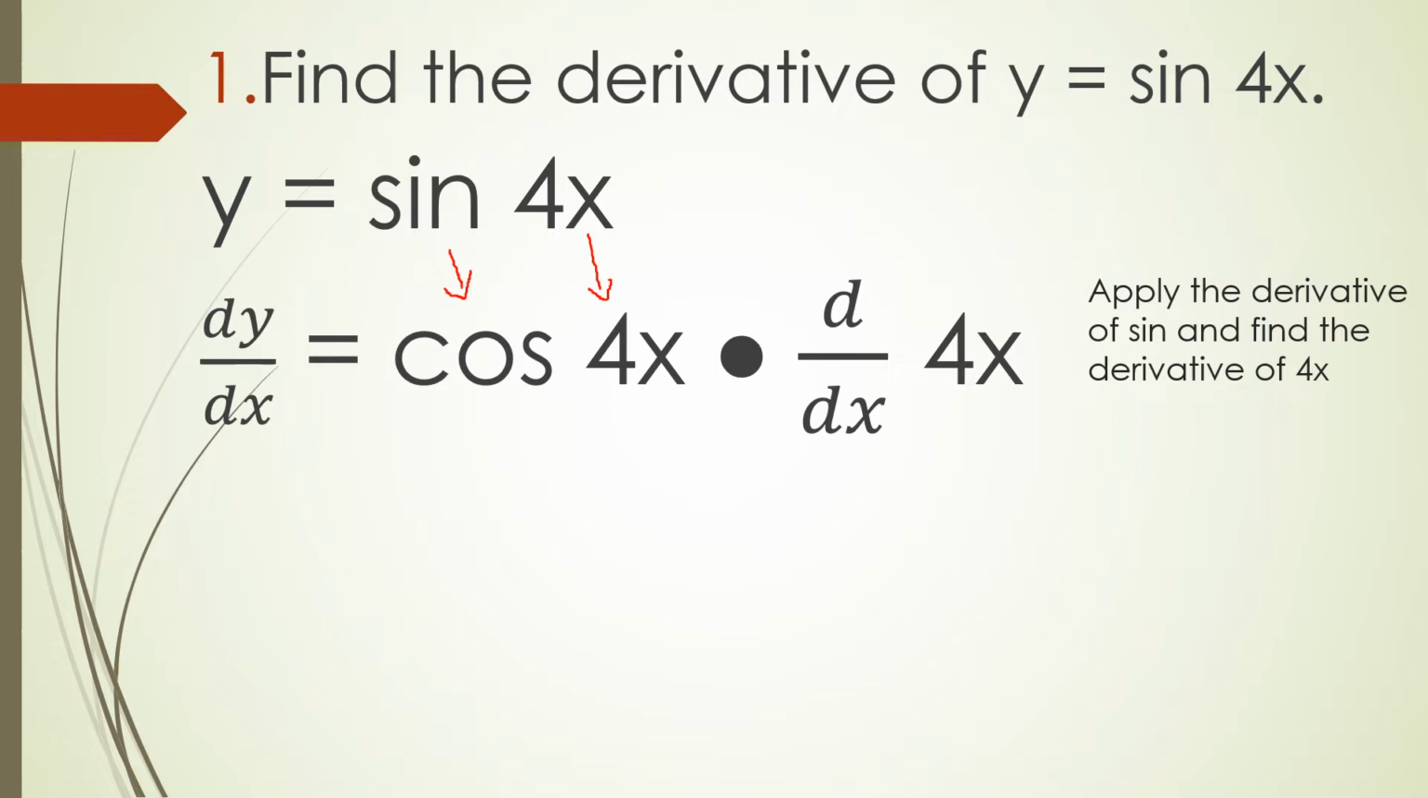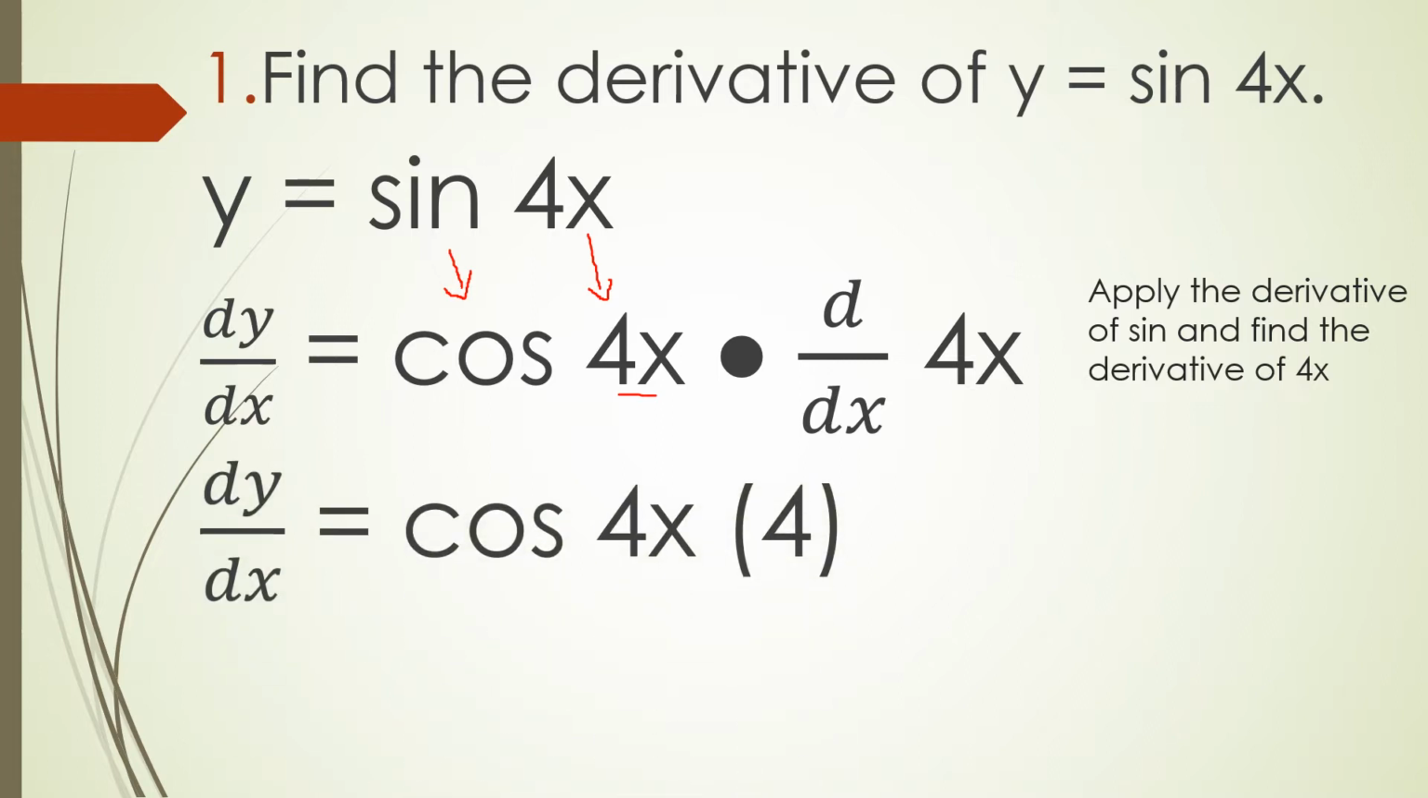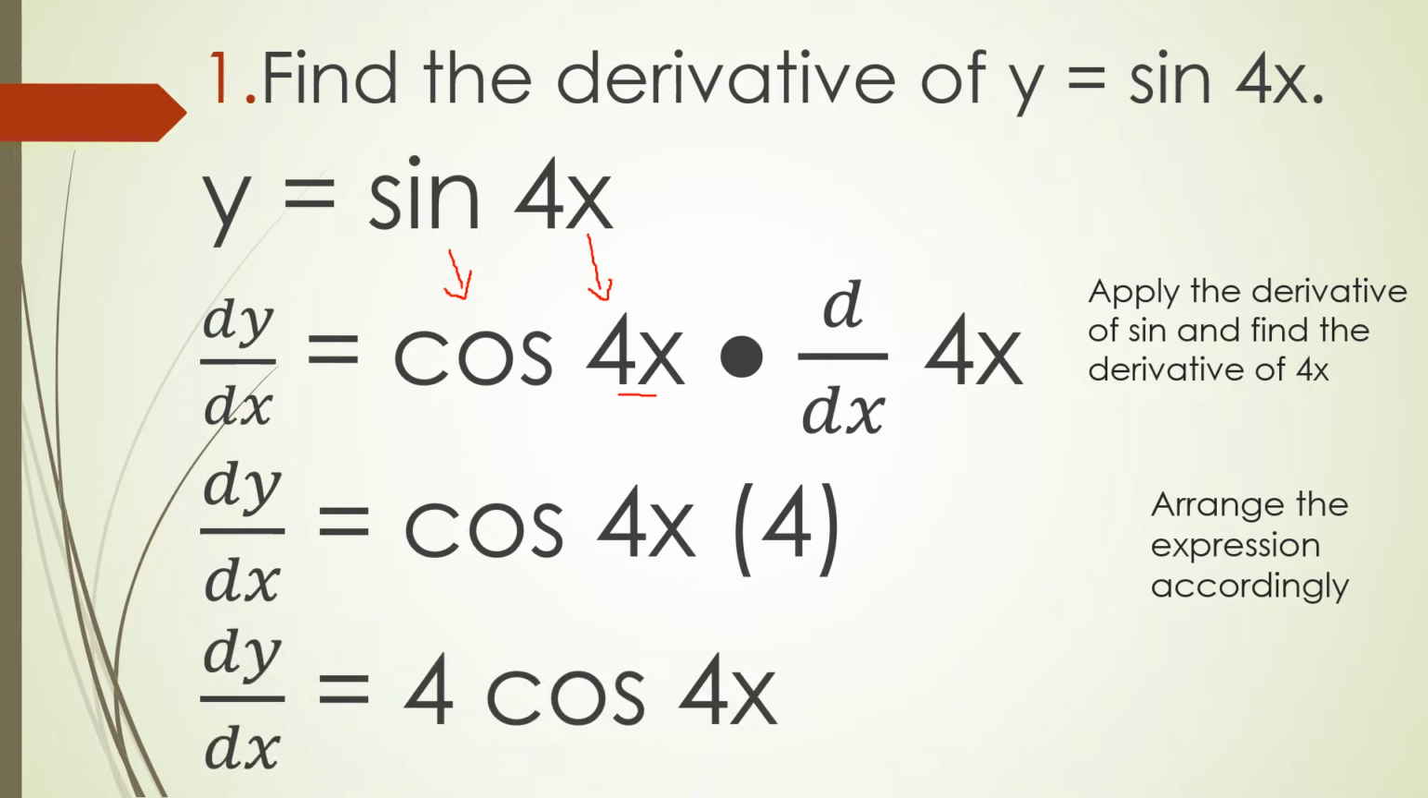After that, what's the derivative of 4x? It is 4, correct. So cosine 4x times 4. What to do next? Arrange the expression accordingly. So your answer must be 4 cosine 4x. 4x and 4 cannot be combined because 4 has no cosine. So 4 must be placed on the left. Alright, so 4 cosine 4x.